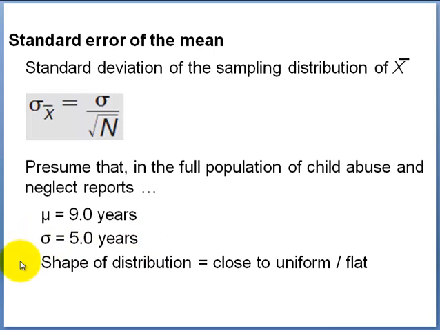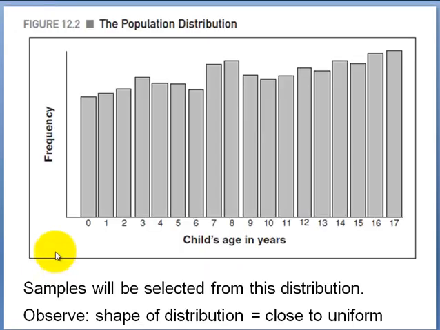And further, let's presume that the shape of the distribution of children's ages is close to uniform, which is to say flat or rectangular. So there are the characteristics of our population. Let's use these characteristics in conjunction with the central limit theorem and build a sampling distribution of them. So now here's a glimpse at our population distribution. We're going to select our many different random samples from this distribution.